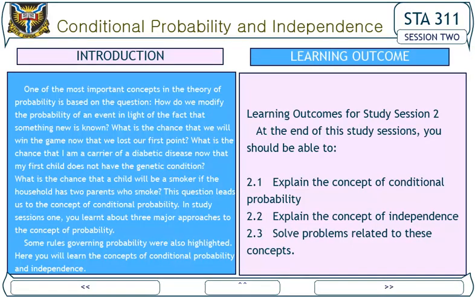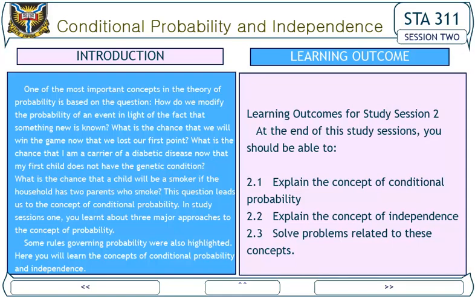Introduction. One of the most important concepts in the theory of probability is based on the question: how do we modify the probability of an event in light of the fact that something new is known? What is the chance that we will win the game now that we lost our first point? What is the chance that I am a carrier of a diabetic disease now that my first child does not have the genetic condition? What is the chance that a child will be a smoker if the household has two parents who smoke? This question leads us to the concept of conditional probability.